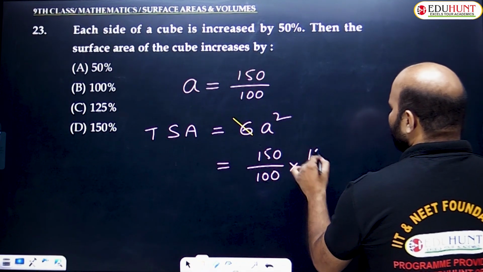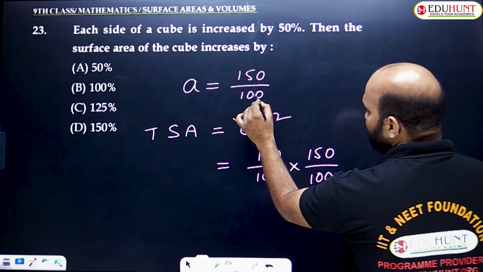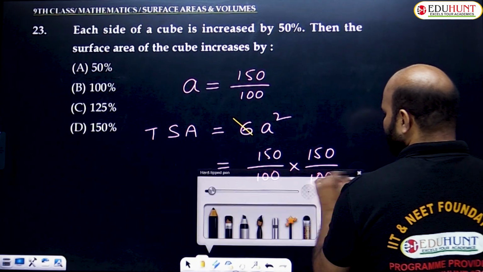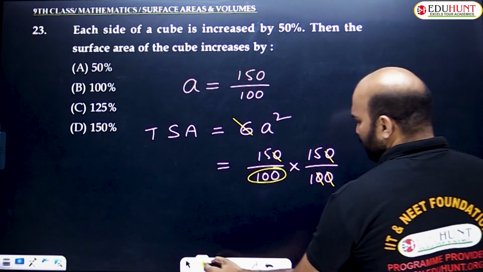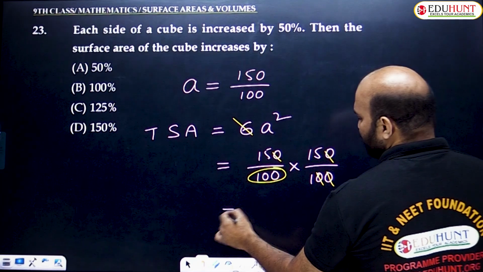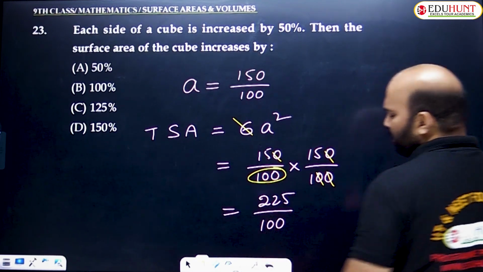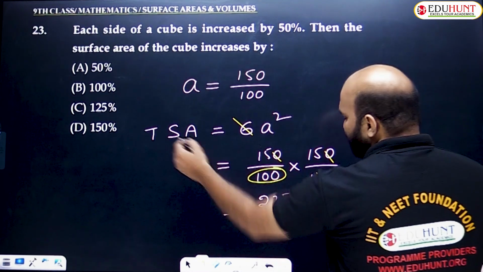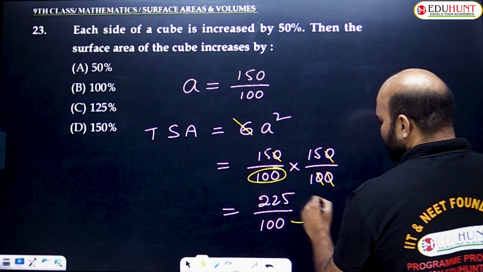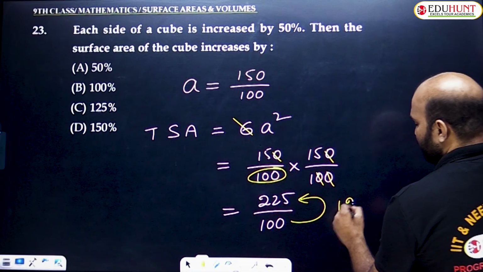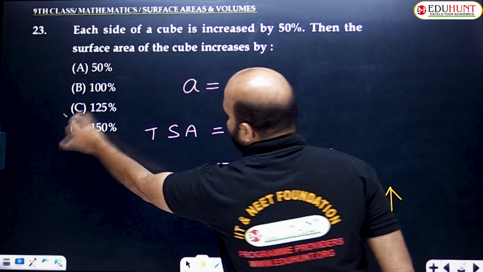A square means it can be written twice. In the denominator I have taken the original 100, and here also 100 is fixed, the remaining 100s cancel, zeros cancel. What are you getting? 15 square, which is 225 by 100. This is a shortcut idea. So in total surface area, 100 will become 225. So how much does it increase? 125% increase. This is the required answer. So option C is the right answer.